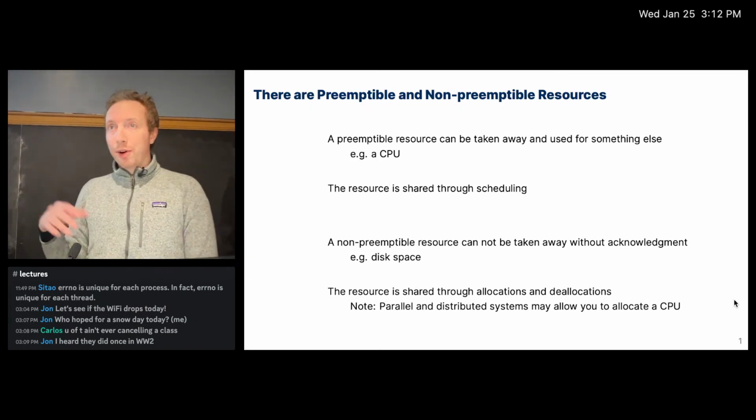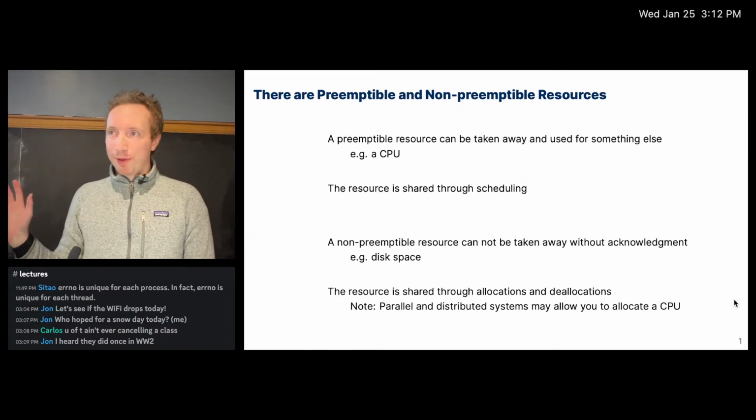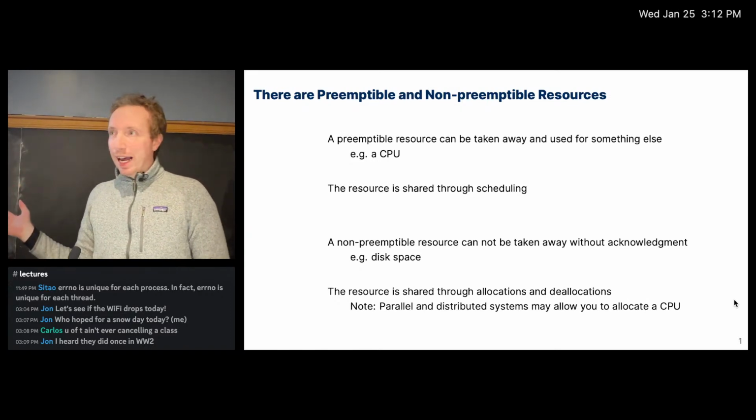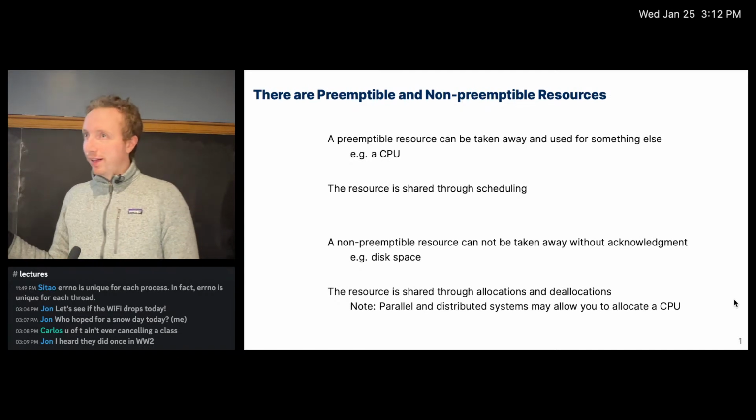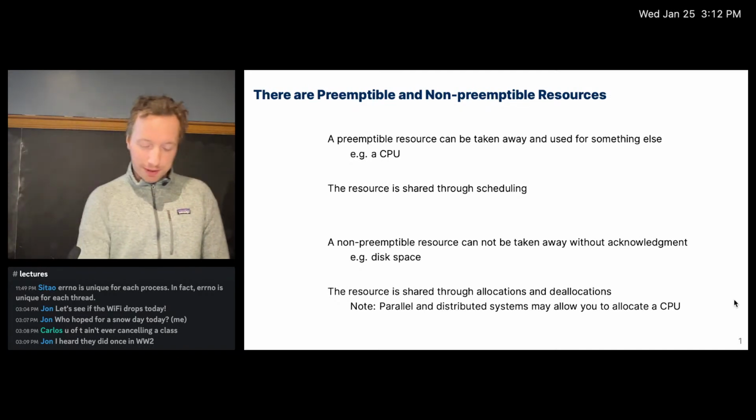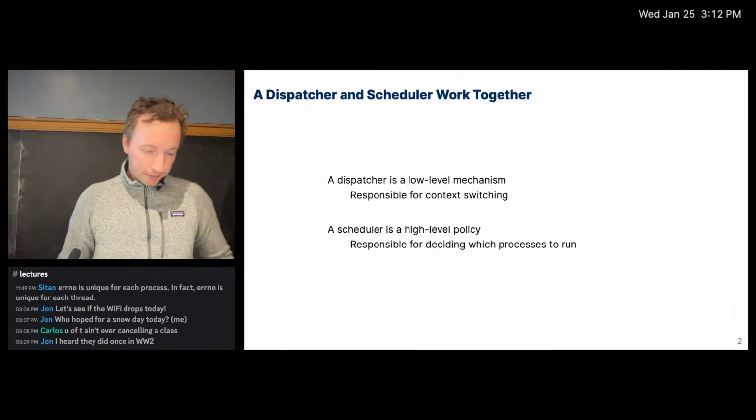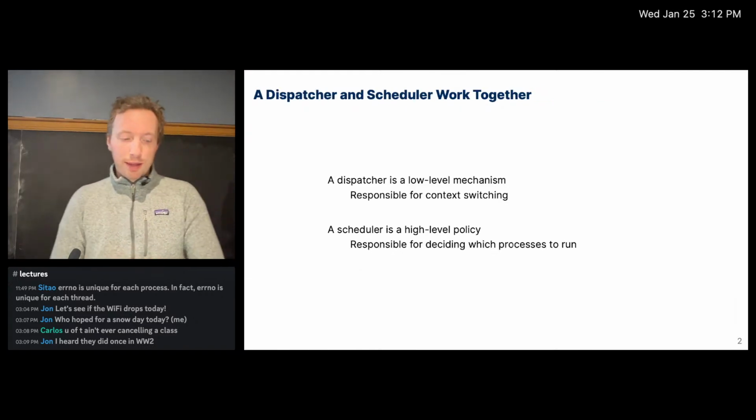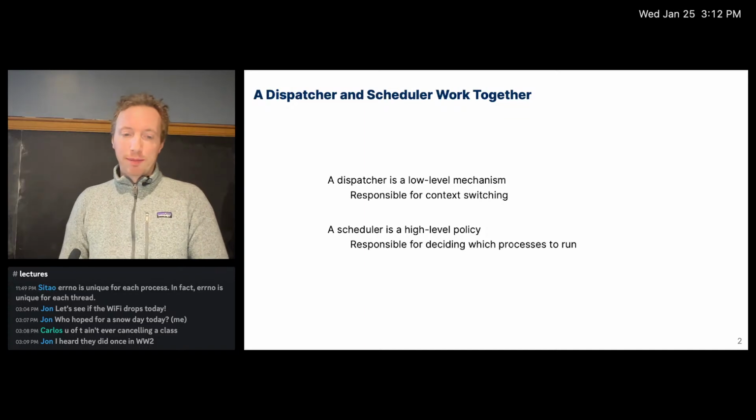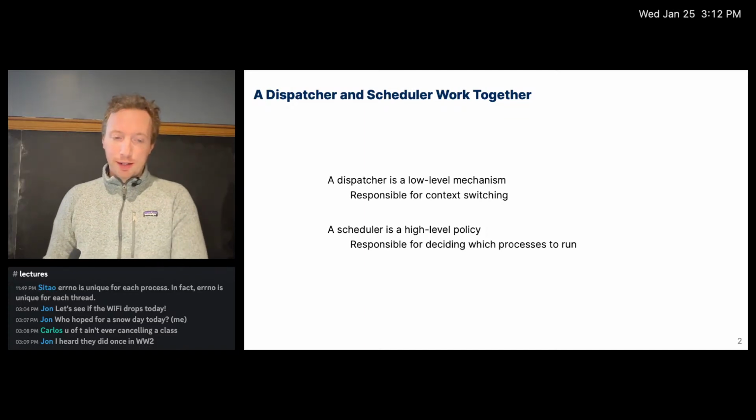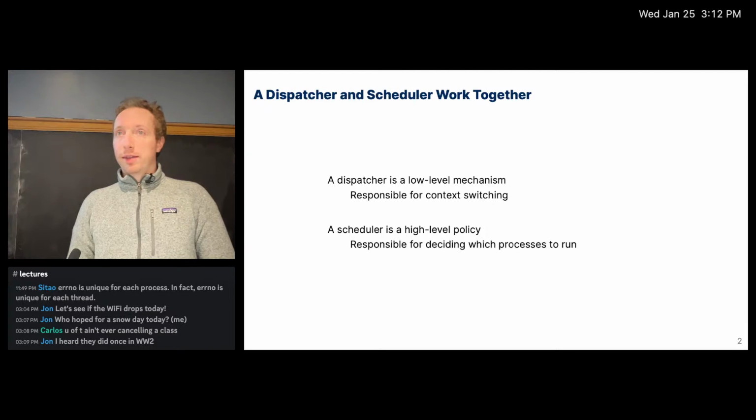And for note, if you get into really high performance computing, you can actually allocate a CPU and deallocate a CPU, but in normal circumstances, it's just a preemptible resource that the kernel controls. So there's two things. There is a dispatcher and a scheduler that kind of work together. A dispatcher is the low-level mechanism that is actually responsible for context switching. And the scheduler is the high-level policy that decides what processes run when and where.